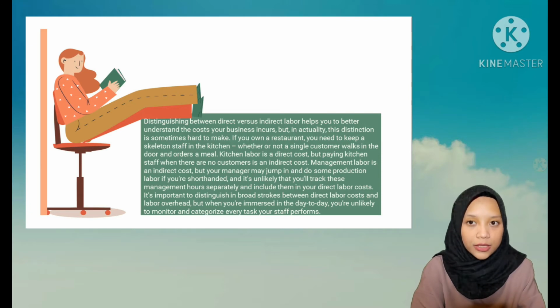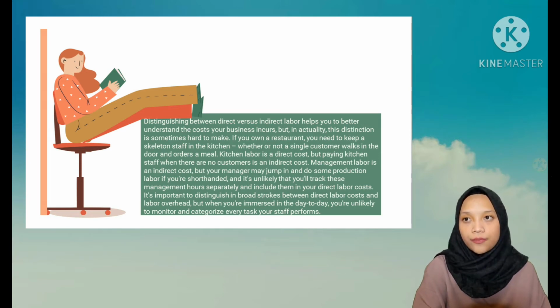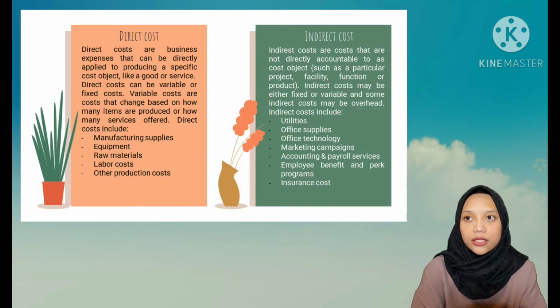For example, if you own a restaurant, you need to keep a skeleton staff in the kitchen, whether or not a single customer walks in the door and orders meals. Kitchen labor is a direct cost, but paying kitchen staff when there are no customers is an indirect cost. So this is the difference of direct and indirect costs.